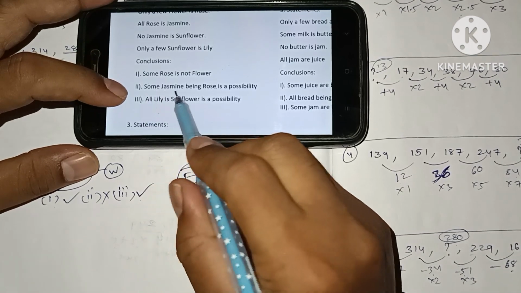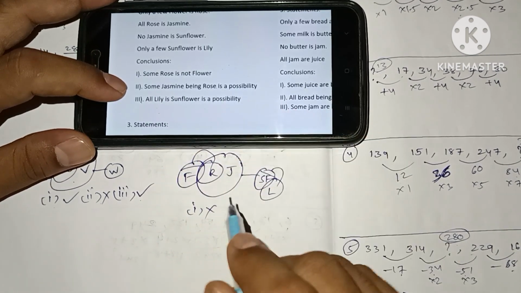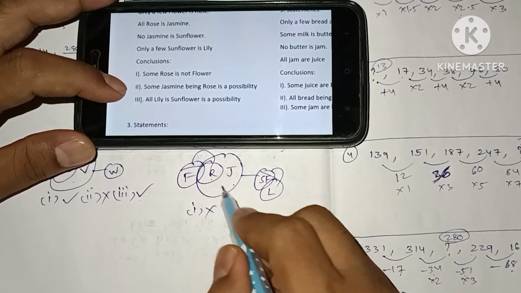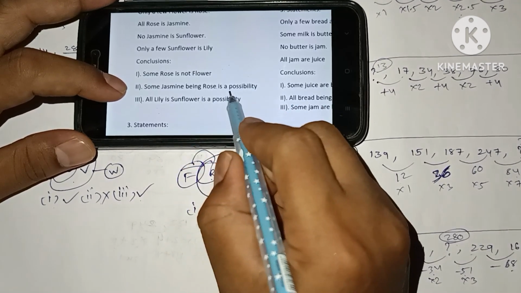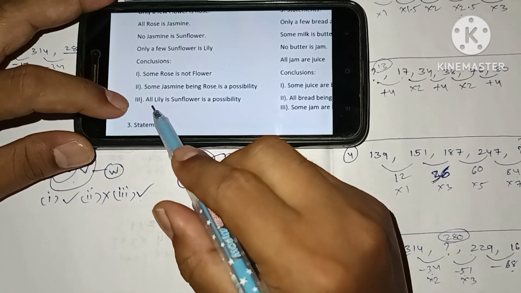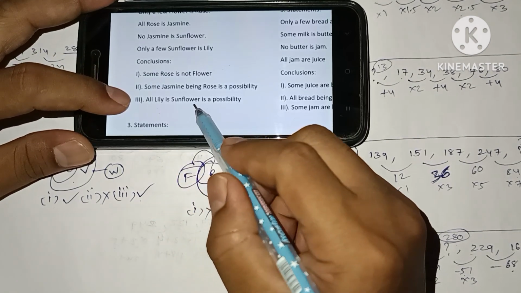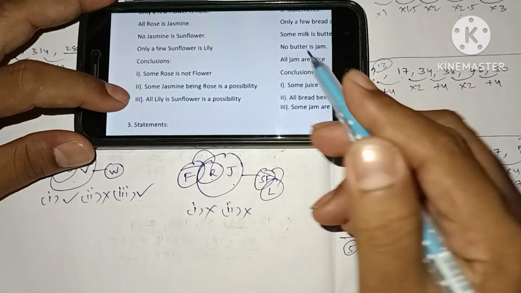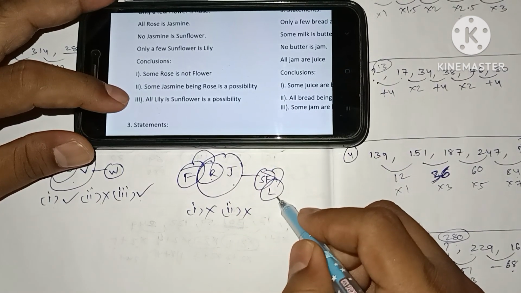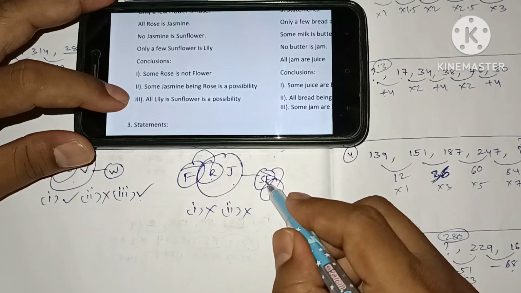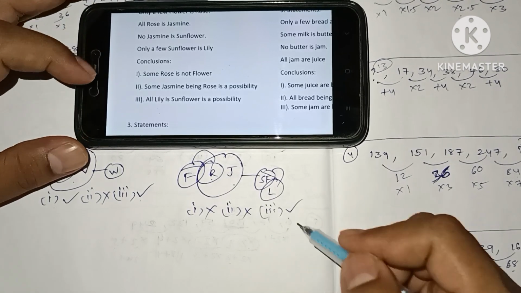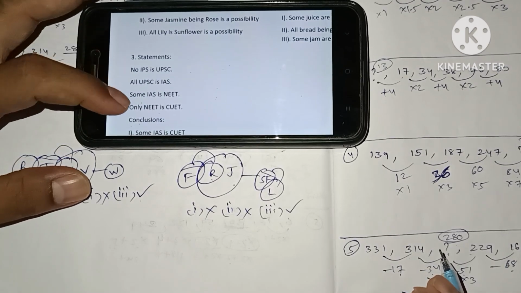Next, some jasmine being rose is a possibility. Jasmine here and rose is here, it is already sharing some part, and it is saying that is a possibility. So second conclusion is false. Third one, all lily is sunflower is a possibility. All lily inside a sunflower, is it possible? Yes. Third conclusion will be true. Only 3 follows.